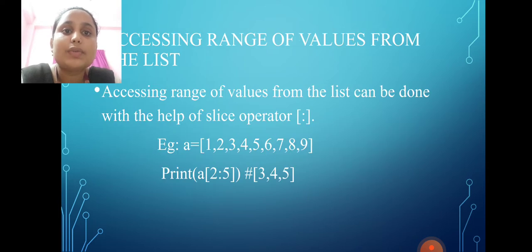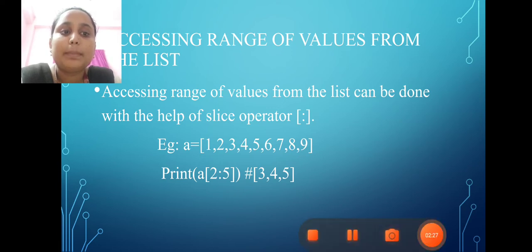Accessing range of values from the list. Accessing range of values from the list can be done with the help of slice operator, which is represented by the colon symbol. Example, A is equal to [1, 2, 3, 4, 5, 6, 7, 8, 9]. Print A[2:5]. Here it returns 3, 4, 5.